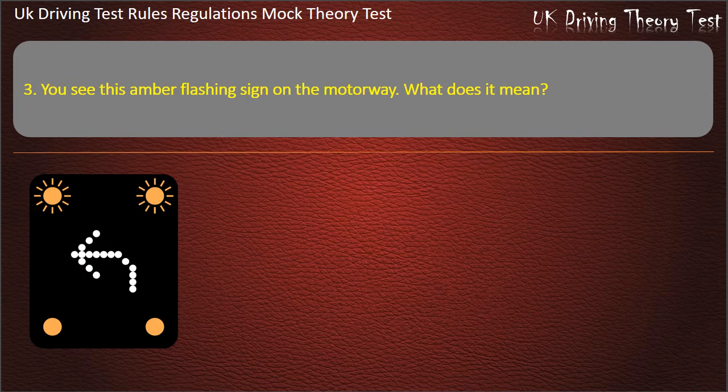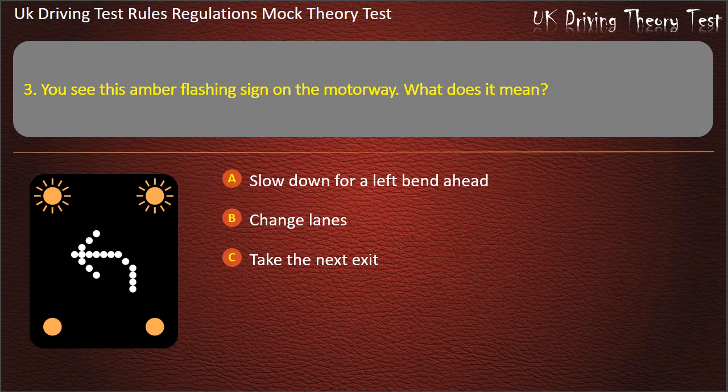Question 3. You see this amber flashing sign on the motorway. What does it mean? Slow down for a left bend ahead. Change lanes. Take the next exit. The exit ahead is closed. Answer. Take the next exit.